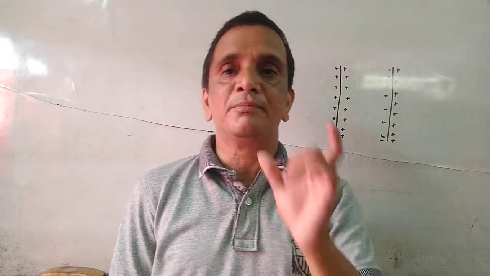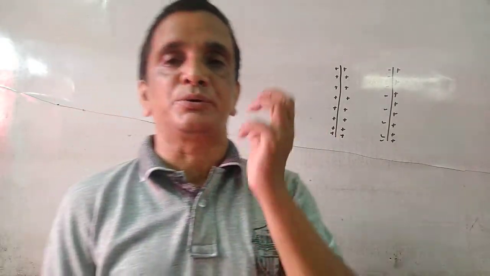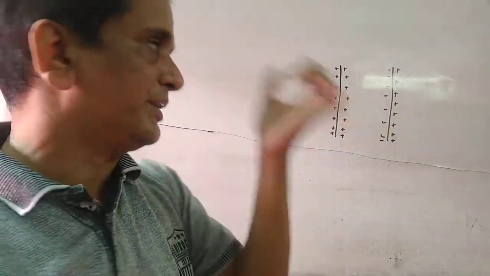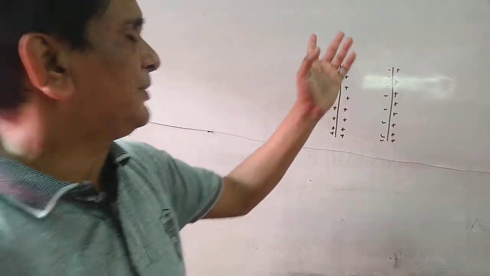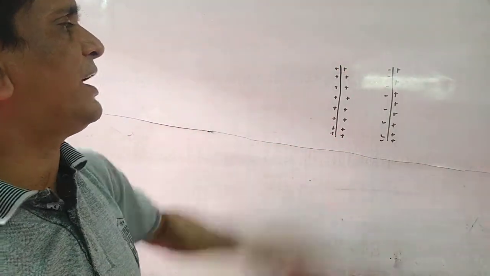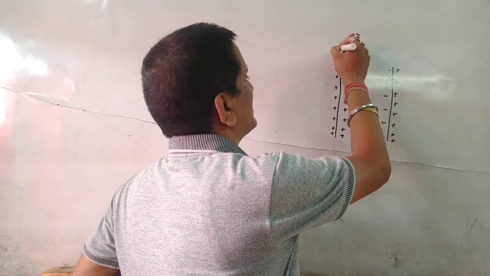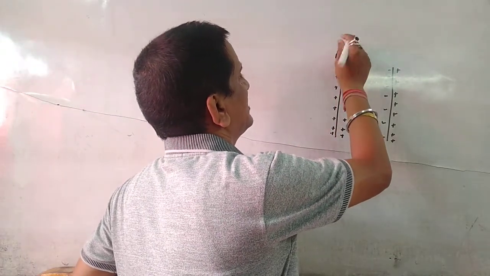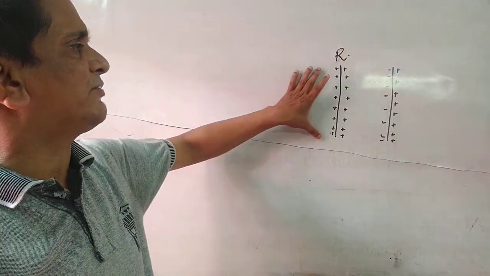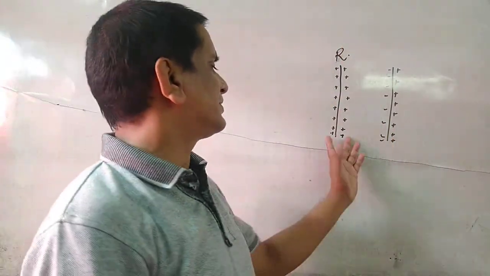And what is the main role of a capacitor? To store the charges. Is it clear? For that reason, what is the principle of a capacitor? Let's go through a theory and examples for it. Suppose we have taken a conductor having a maximum number of positive charges. Suppose its name is R, a positive plate.